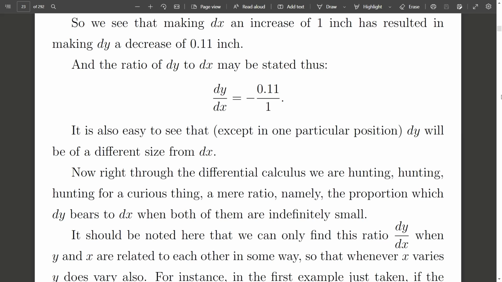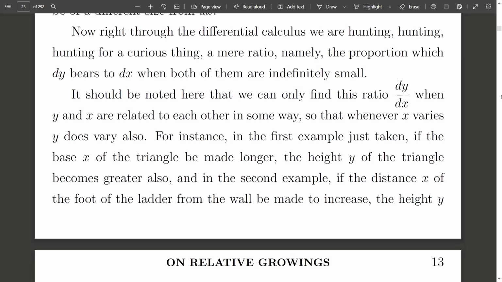It is also easy to see that, except in one particular position, dy will be of a different size from dx. Now right through the differential calculus, we are hunting for a curious thing, a mere ratio, namely the proportion which dy bears to dx when both of them are indefinitely small. It should be noted here that we can only find this ratio dy by dx when y and x are related to each other in some way, so that whenever x varies, y does vary also. For instance, in the first example just taken, if the base x of the triangle be made longer, the height y of the triangle becomes greater also.